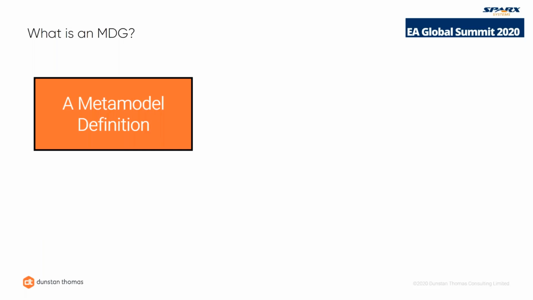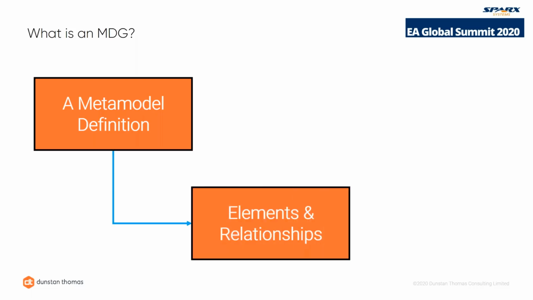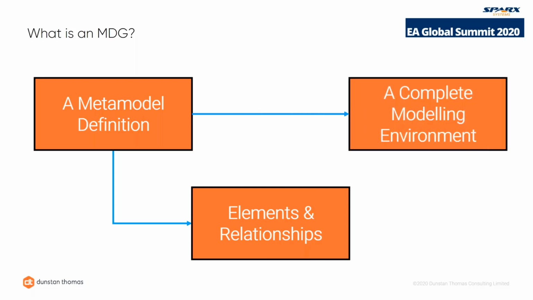So basically, at its heart, an MDG, which for your interest stands for Model Driven Generator, is a meta-model definition. So it defines what you can do with elements and relationships. But in addition to that, in the Sparx Enterprise Architect framework, it gives you a complete modeling environment: diagrams, toolboxes, Quicklink rules, and viewpoints, and so on and so forth. So it's more than just a meta model.